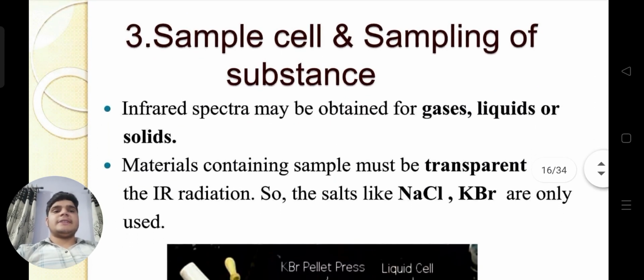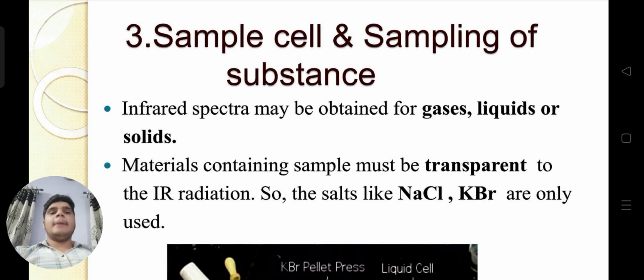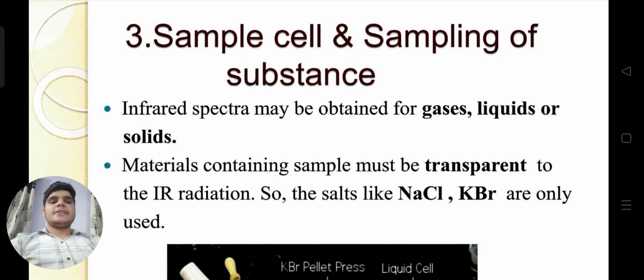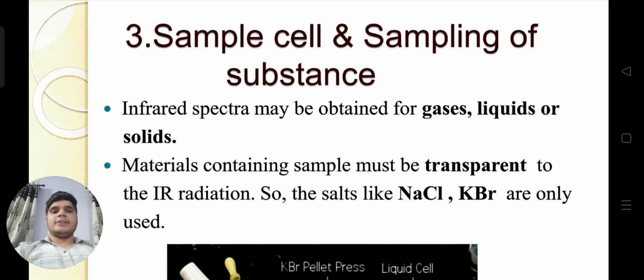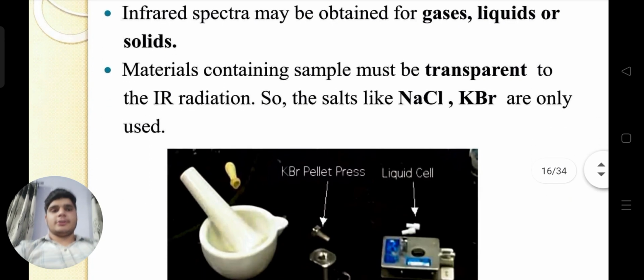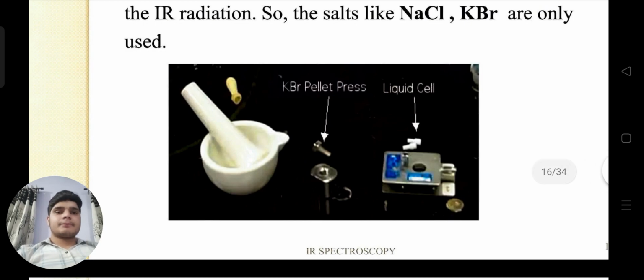The third one is the sample cell and the sampling of substance. Infrared spectra may be obtained for gases, liquids, or even solids. The material containing the sample must be transparent to the IR radiation, so salts like sodium chloride and potassium bromide are used. Let's see, we are using the potassium bromide pellet press to compress the sample, and the liquid cell.